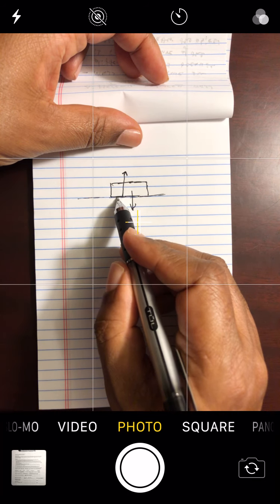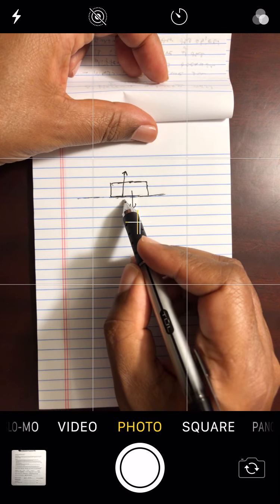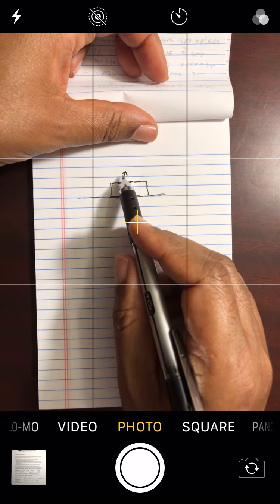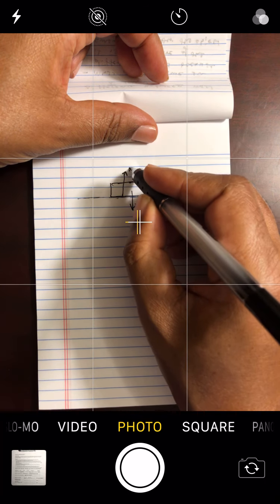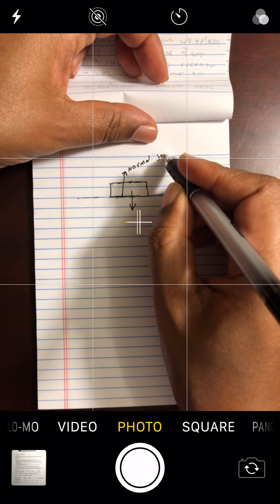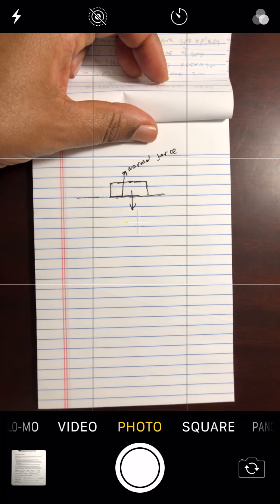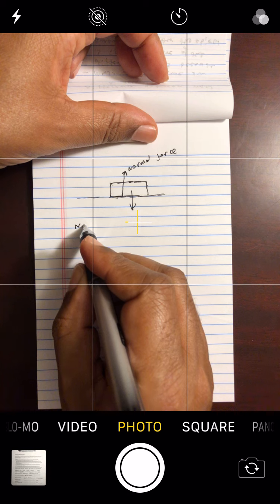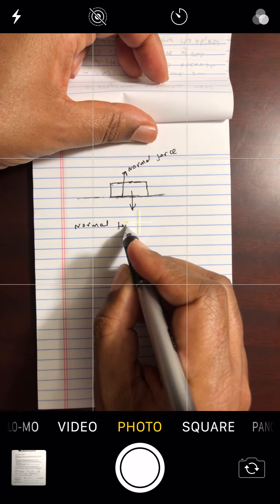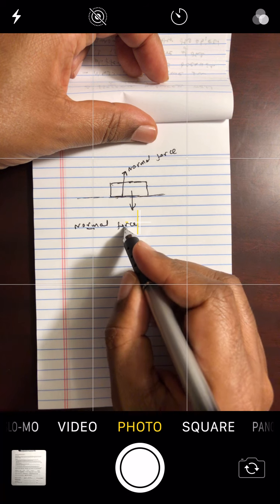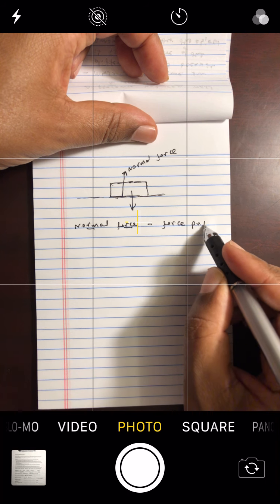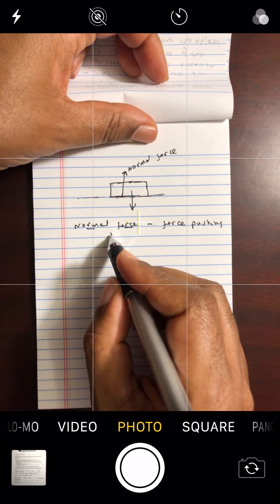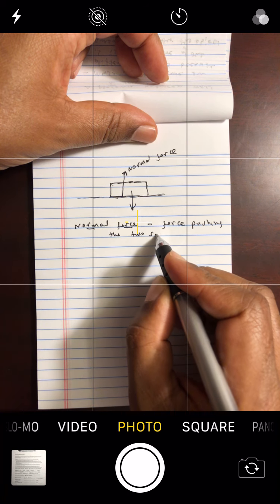So this force, which is exerted by the surface on the object, is called the normal force. It is perpendicular to both surfaces. So normal force is perpendicular to the surface, okay? Normal force is basically the force pushing the two surfaces together. This is the force pushing the two surfaces together, okay?